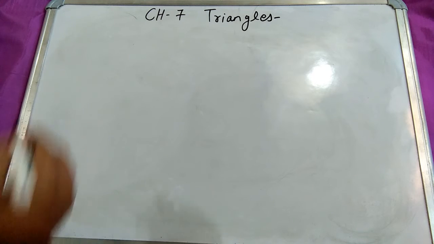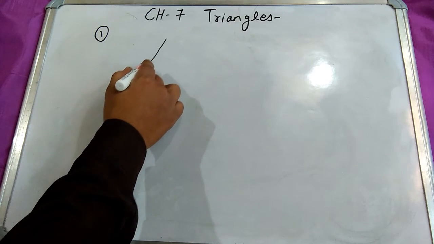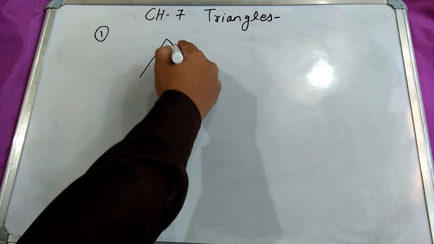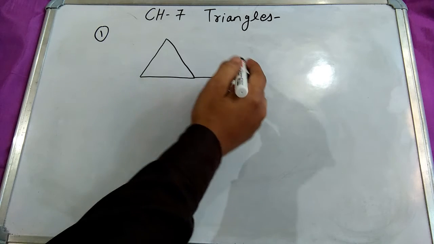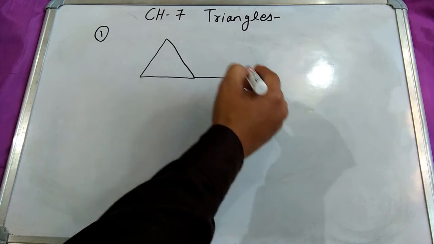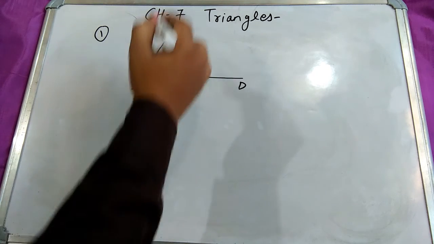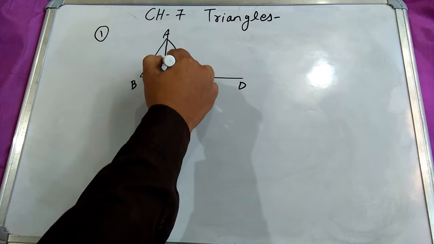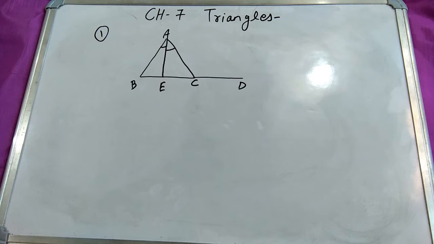Okay, so first we talk about the first question. In this question we are given a figure with points D, C, B, A. We all know about the bisector. Okay, we know what a bisector is.